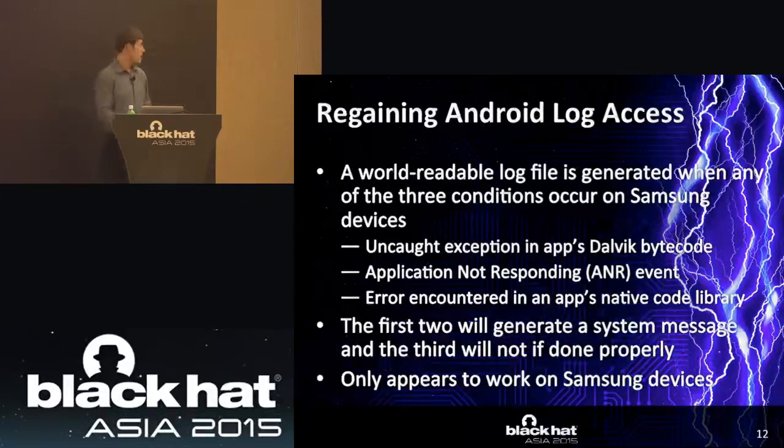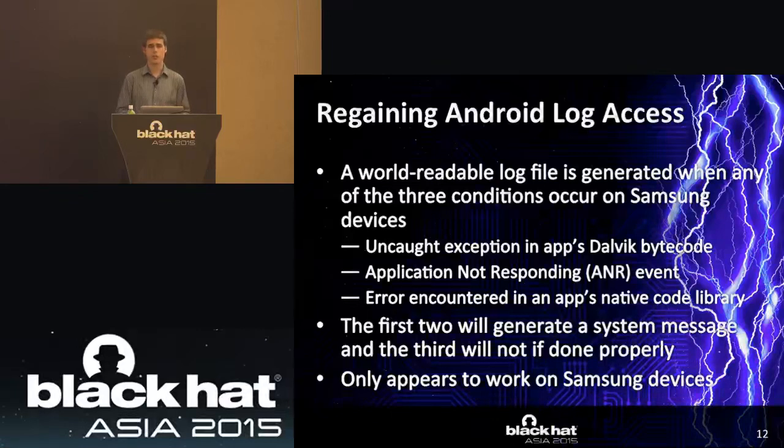So, regaining Android log access. I've identified 3 conditions which will trigger a world readable log file to be generated on Samsung builds of Android. So if there's an uncaught exception in the app's Dalvik bytecode, so your application is executing and there's some uncaught runtime exception, this will force close the app and then also generate the world readable log file.